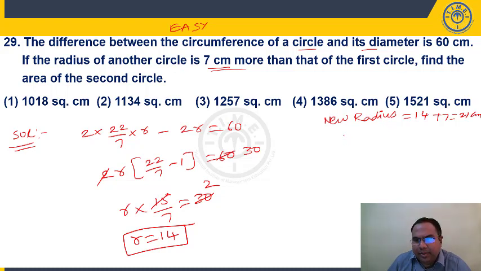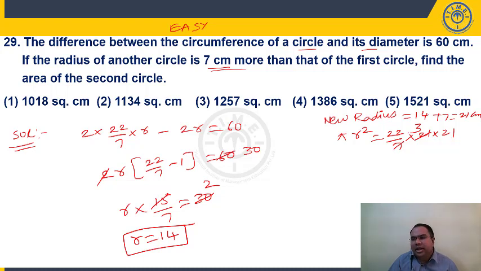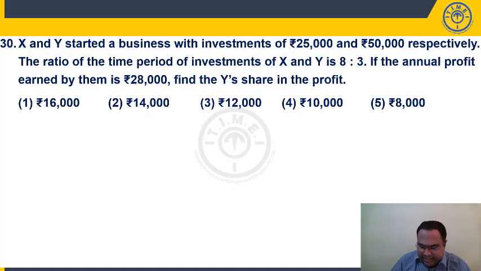What is the area of the second circle? Pi r square, that is 22/7 into 21 into 21. So 7 goes 3 times. So 22 into 21 into 3. Now if you observe here, don't do the entire multiplication. What's the last digit? 3 into 2, 6. 6 into 1 is 6. Last digit should be 6. There is only one option with last digit as 6. So 4th option should be my answer. 1386 square centimeters. No need to simplify. If you simplify also, you are going to get the same thing.